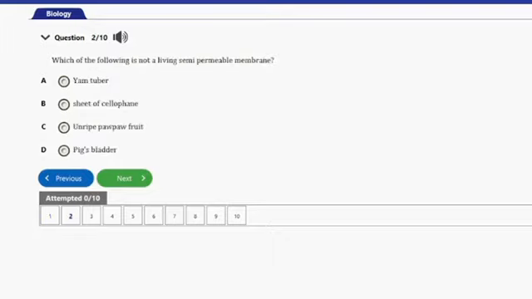Let's consider the next question, and that's question number 2. It says, which of the following is not a living semi-permeable membrane? We have A. Yam tuber, B. Sheet of cellophane, C. Unripe pawpaw fruit, D. Pig's bladder. The answer to this question is option B, sheet of cellophane. Sheet of cellophane is not a living semi-permeable membrane, and that's the answer to this question.